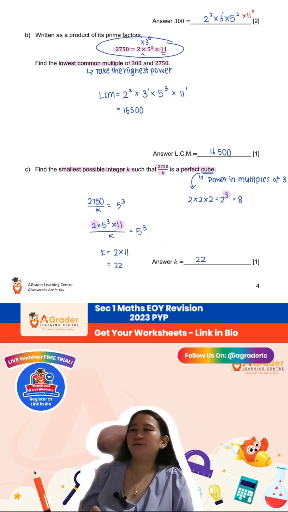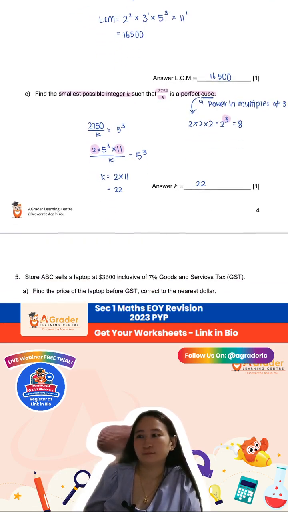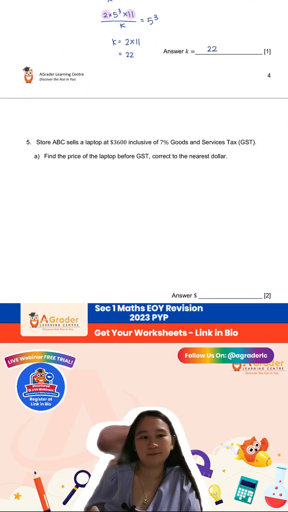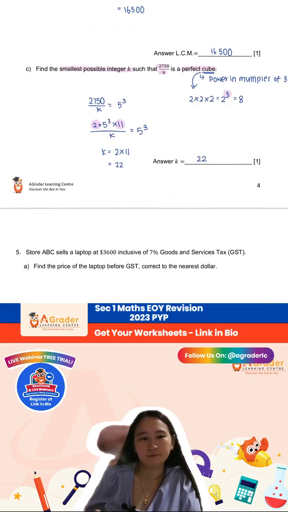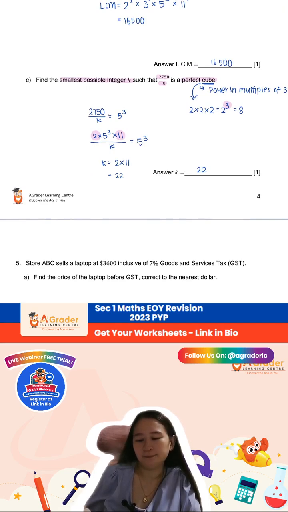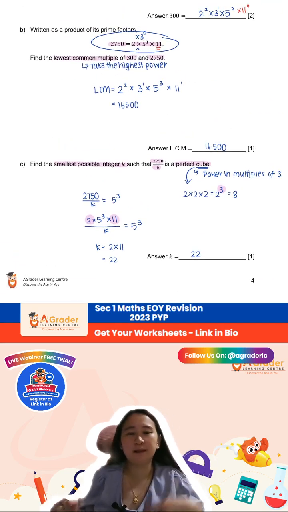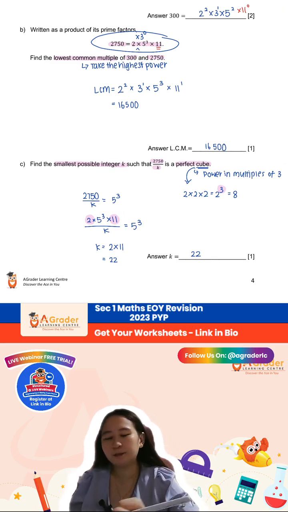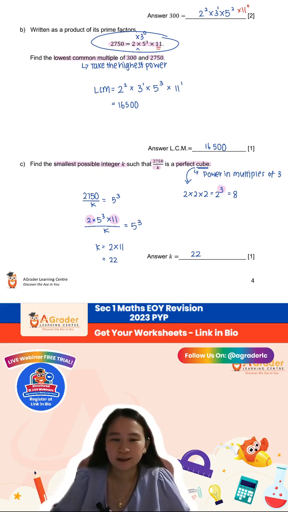Anyone try question 5? It's on percentage. Yep. You have to make use of part B, because you are playing with the prime factors of 2750. You want the prime factors to have the power of either 0 or multiples of 3.